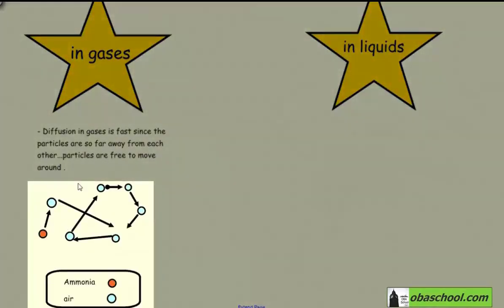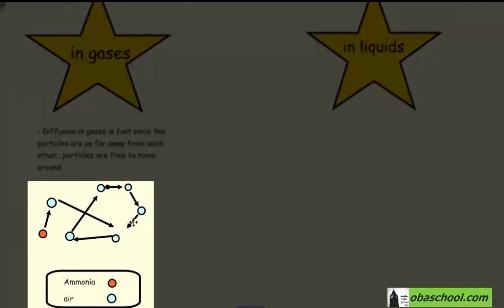Let's look at this example. In this diagram, the small particles are the air particles, and the red circle is the ammonia gas that was spread in the lab. Notice how the red circle is traveling to the different blue circles, even though they are far away from one another. Because the ammonia gas was able to spread out very easily, we can smell the odor in the air.